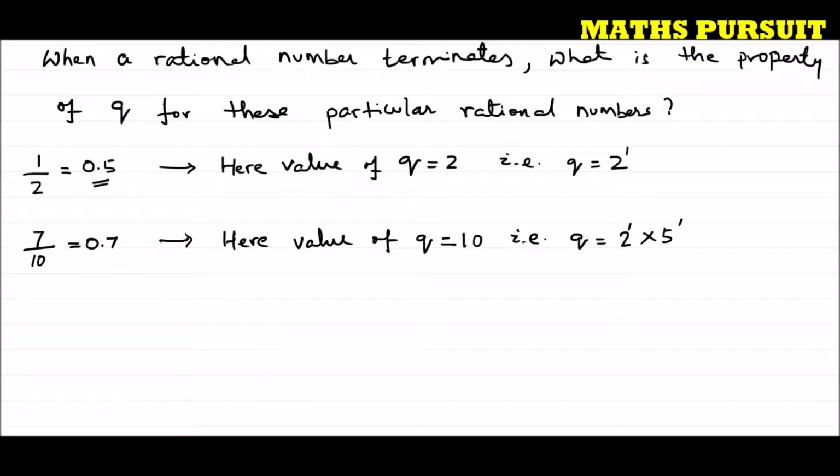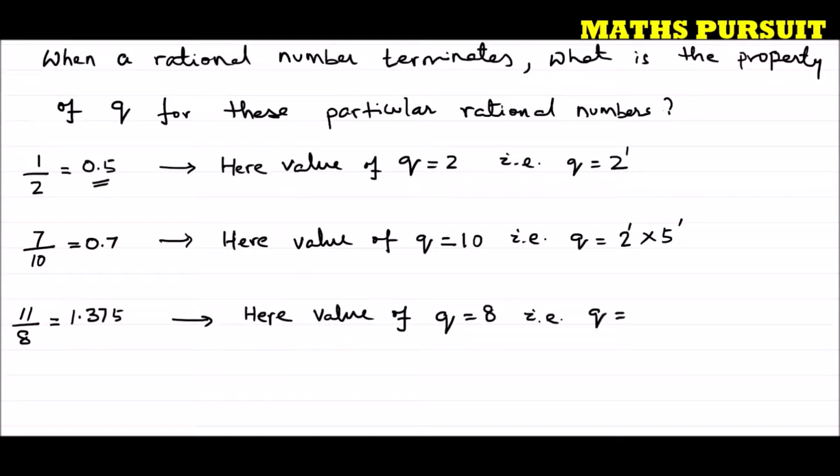Now if I consider one example, 11 upon 8, its value is 1.375. Here the value of q is equal to 8. That is, q is equal to 2 to the power 3.